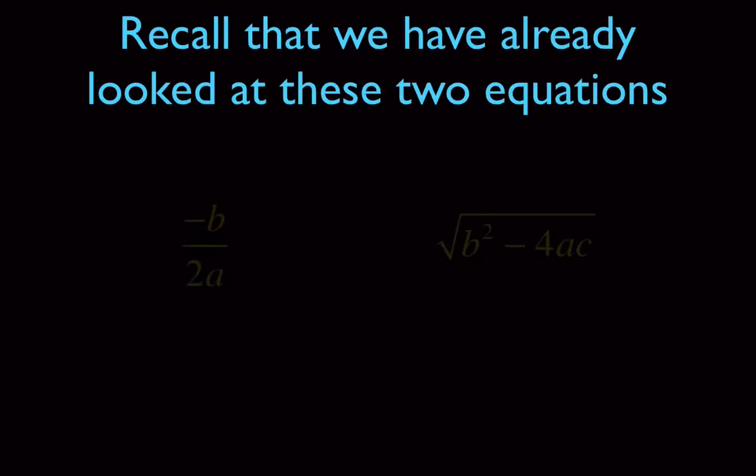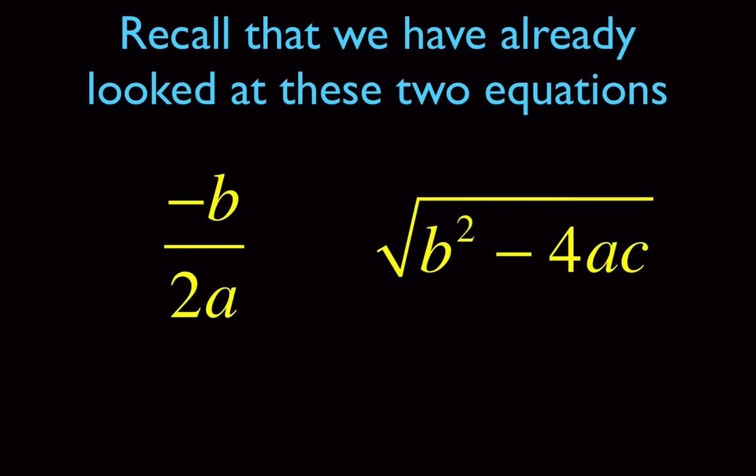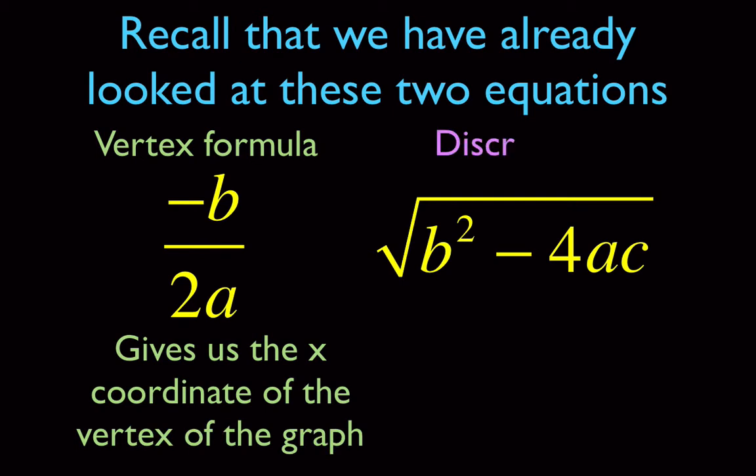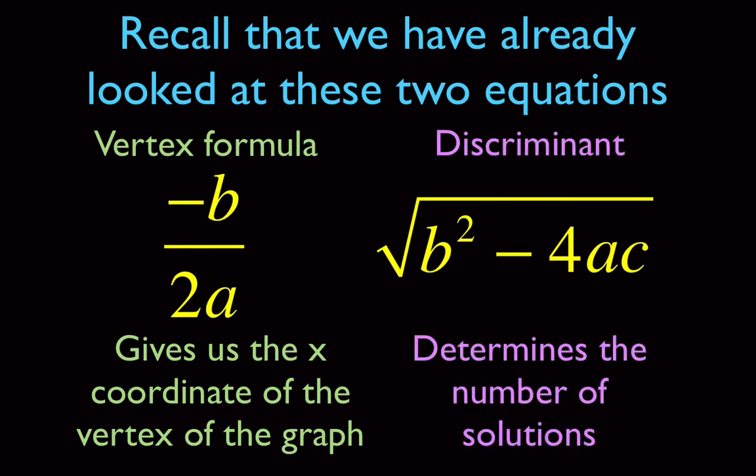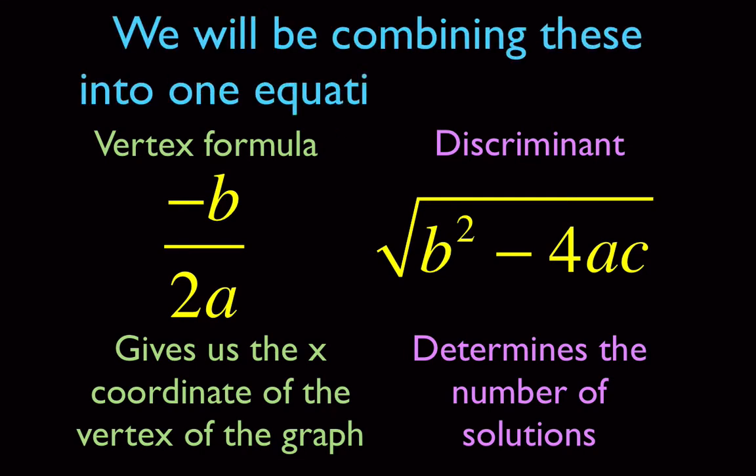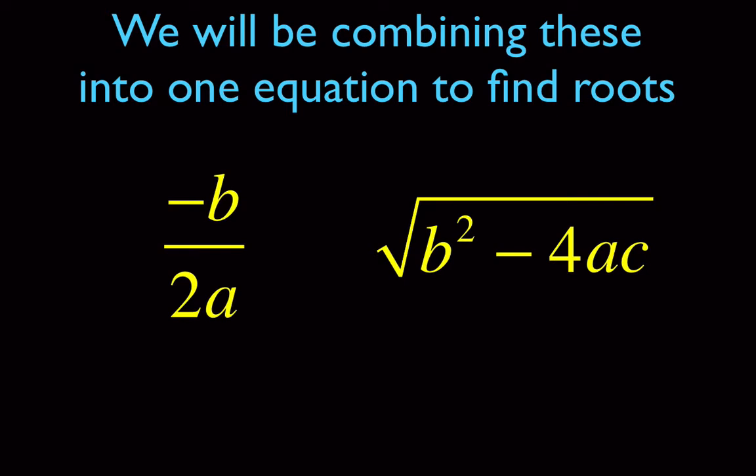Okay, we've already looked at these two equations. The one on the left is what we call the vertex formula. You take b from your x squared problem, take the opposite, and divide it by 2a. On the right side we have what's called the discriminant. What the discriminant does for us is it determines the number of solutions. We're now going to combine these two things together.